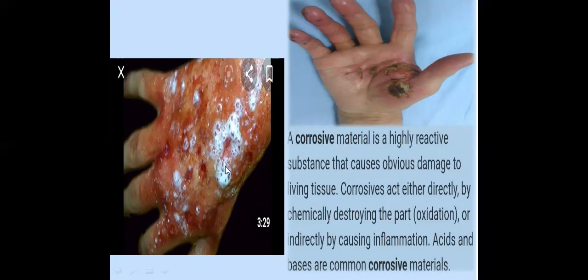Inflammation means the parts of the body become reddened, swollen, hot, and often painful. So this is the inflamed skin, and this one is the corrosive skin. Acids and bases are common corrosive materials.